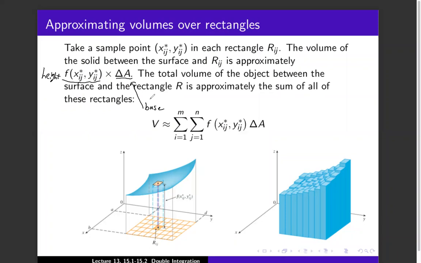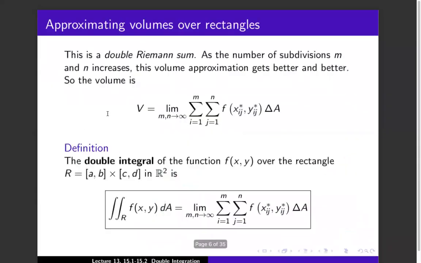The total volume is approximately the sum of all these rectangles. So if you want to find an approximation of the total volume under this thing, you're just going to add up all of those rectangles together. But of course, that's just an approximation. That's barely a sketch of what this thing could actually look like. But look, it sort of looks kind of familiar, doesn't it? It's called a double Riemann sum, much like the Riemann sums we saw from Calc 1.